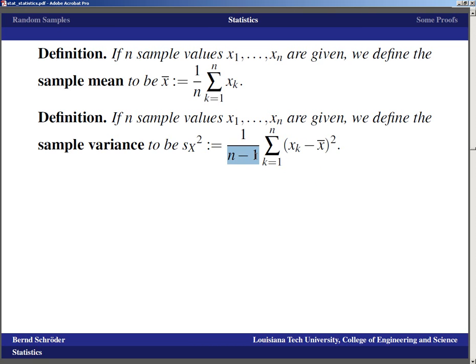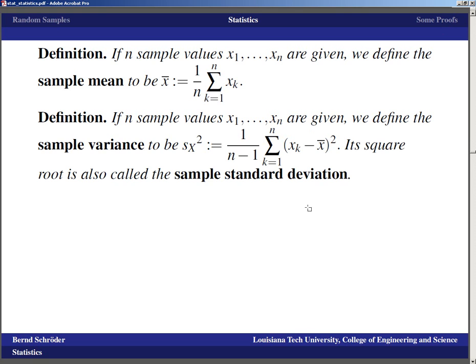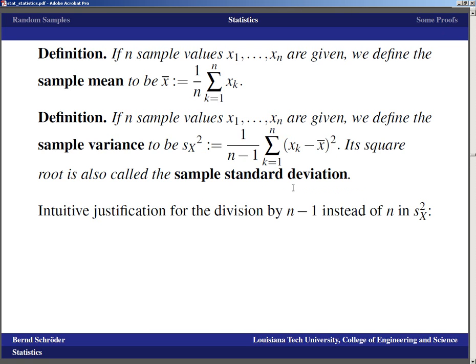here's where we typically would expect a denominator of n, right? And actually it turns out to be a denominator of n minus 1. And we're going to see in a proof why the denominator really needs to be n minus 1 in that situation. Okay, first of all, the square root of that thing is called the sample standard deviation.